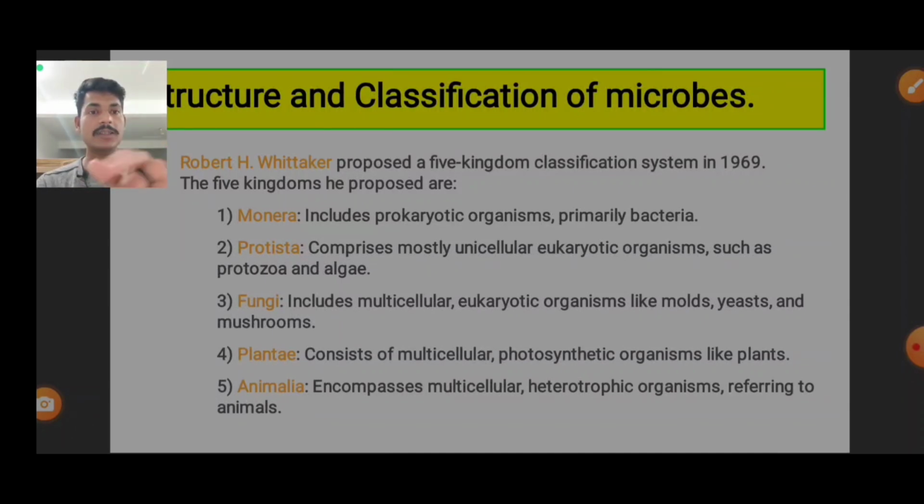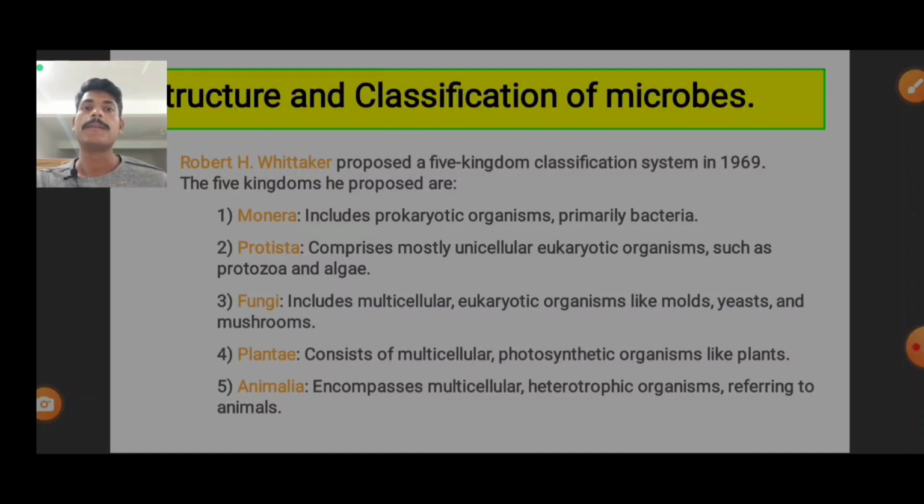The first category, as you saw in the slide, is Monera. Monera is basically the kingdom of prokaryotic organisms, and primarily in this category bacteria are present. So bacteria are the sole member of Monera. Clear? Now come to the Protista. Protista comprises the unicellular eukaryotic organisms, for example protozoa and algae. Protozoa and algae come under the kingdom of Protista.